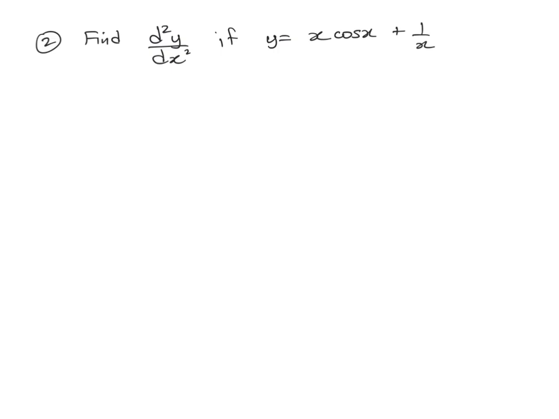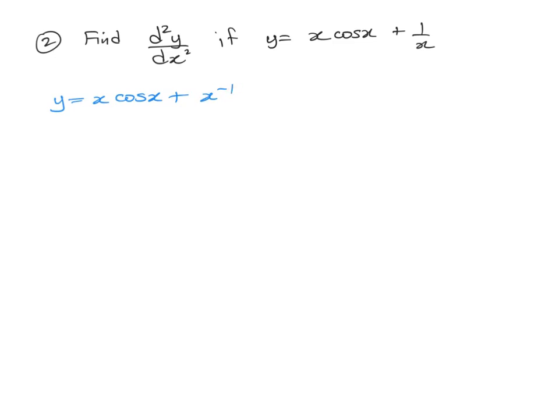Here's another one. I want to find d squared y over dx squared if y equals x cosine x plus 1 over x. So first of all, I'm going to write y a little differently. It's going to be x cosine x plus x to the negative 1. And then I recognize that this is a product, so I have to use the product rule on it.